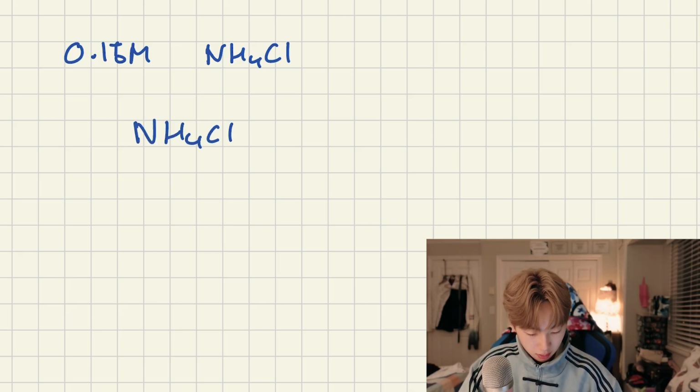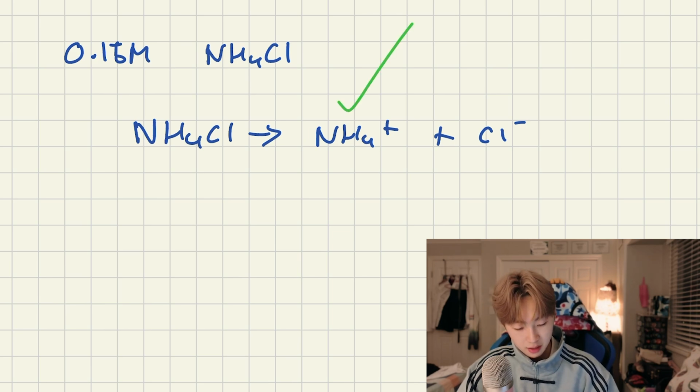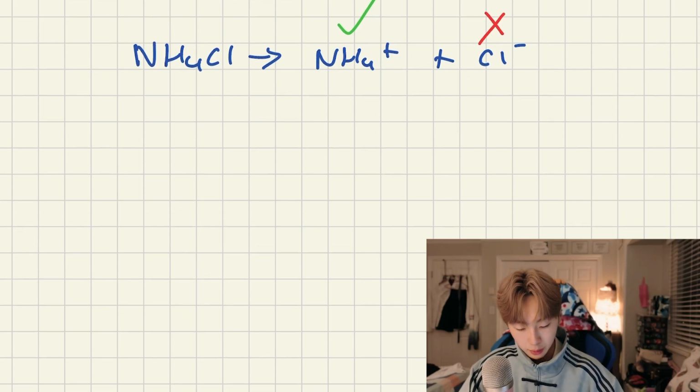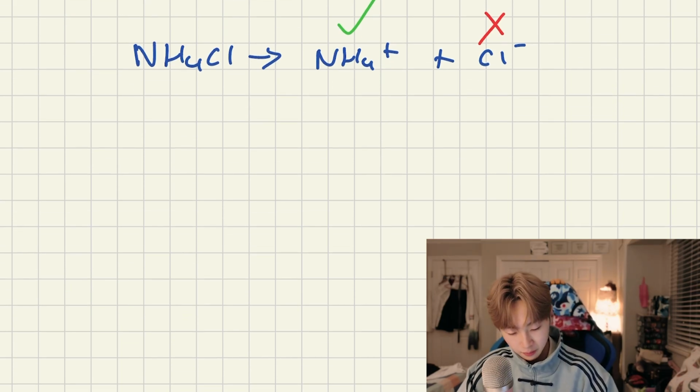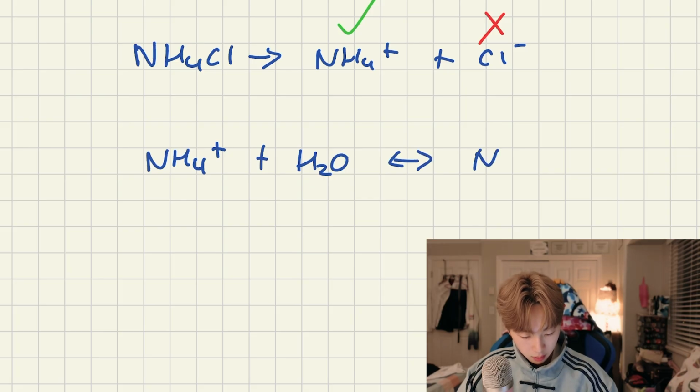NH4Cl is gonna become NH4+ and Cl-. We know that NH4+ is a Fab 4, so it'll hydrolyze. Cl- is a Silly 6, will not hydrolyze. Now we write our equation. NH4+ can react with water to form ammonia and hydronium.